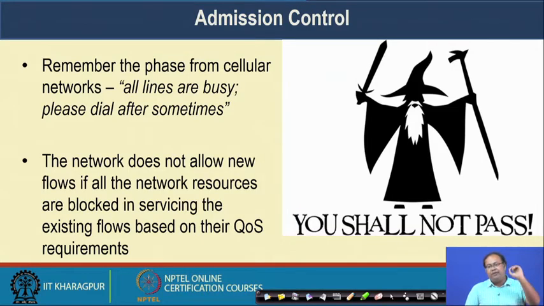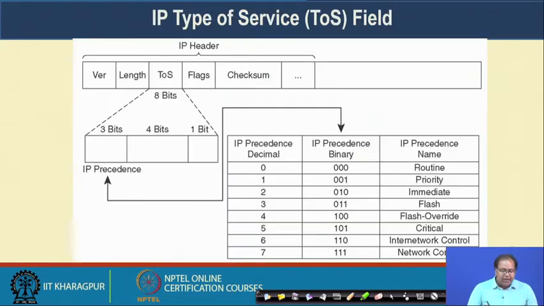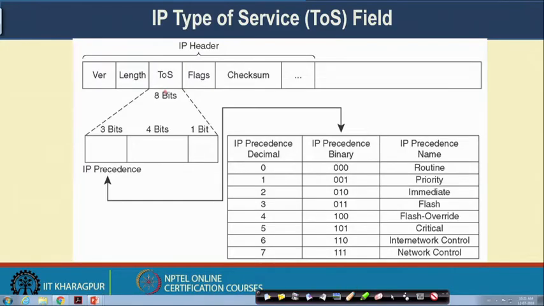So, you do not admit a new flow if you cannot support quality of service for all the flows including the new flows. The second mechanism was classification and marking. As I have mentioned, that classifies the packets based on their application QoS requirements and then marks the packets accordingly. To classify, in case of IP, we use a header field in the IP header. It is called the IP type of service. So, we have an 8-bit type of service field in the IP header.